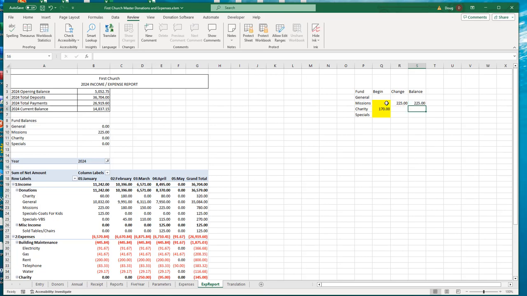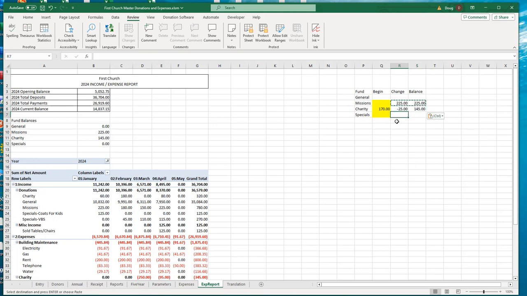Okay, and since there was no beginning balance, it's the same $225. Let's do the same mathematics here on our charity and confirm that this works. Copy those two formulas down to here, and we calculated $145 for our remaining balance. Let's validate that things are working correctly.